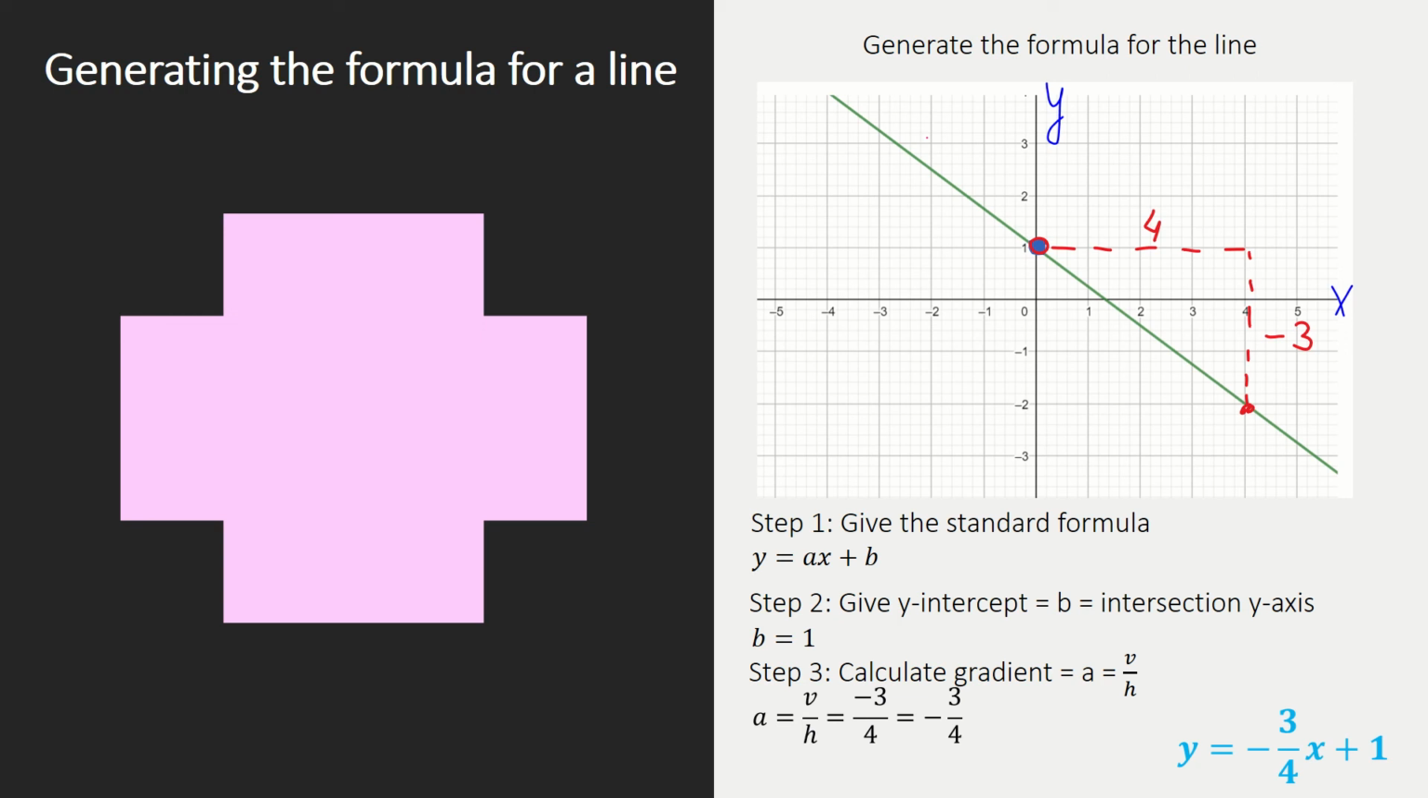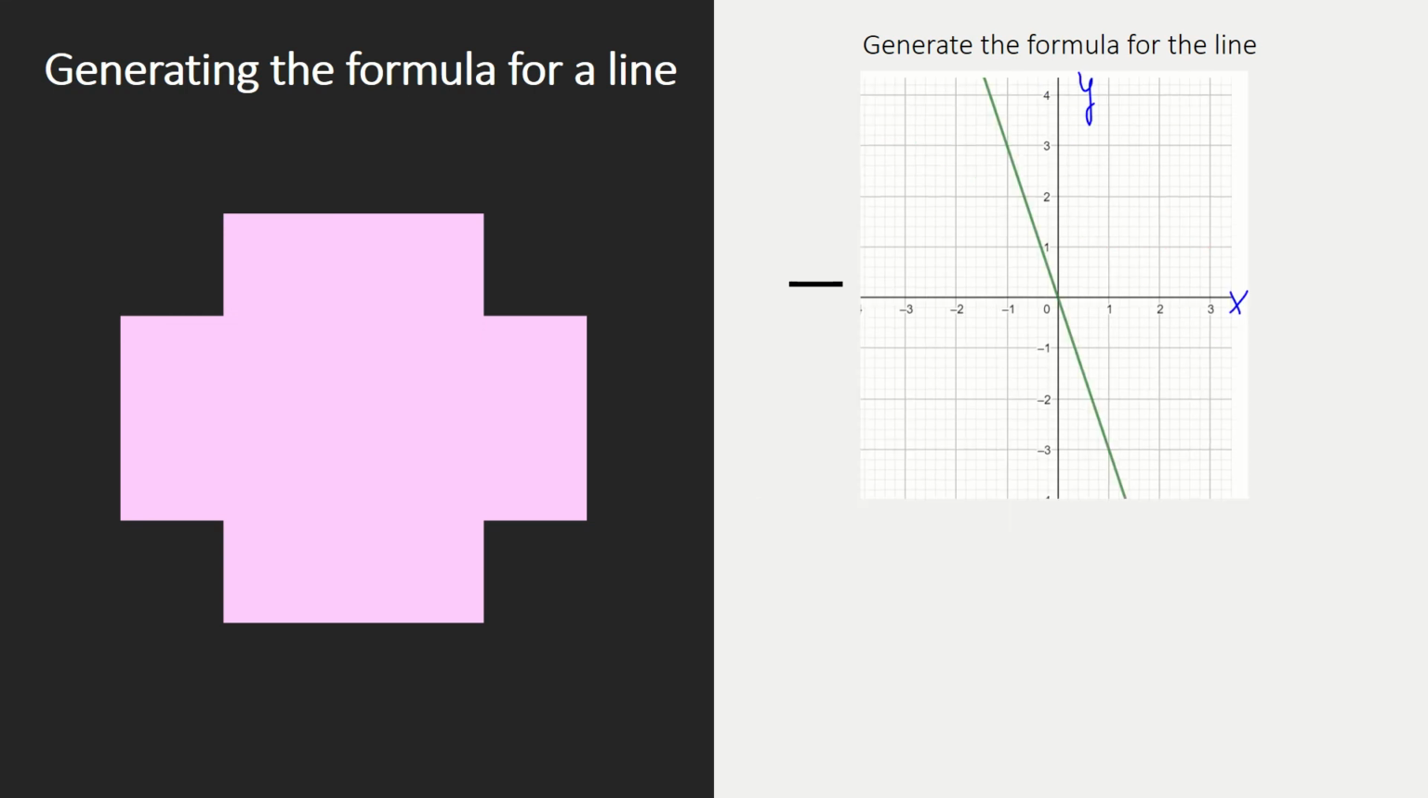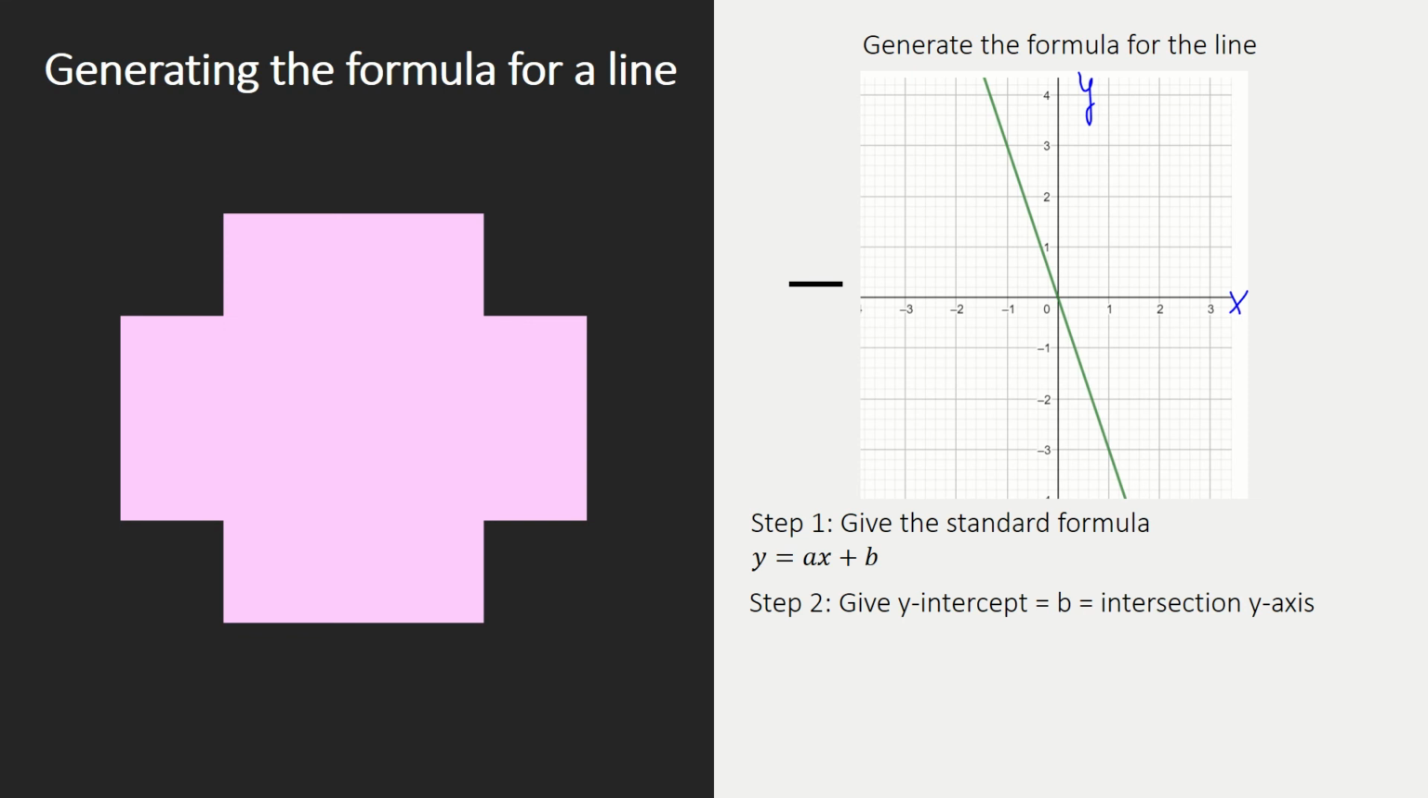Right. Last example, please try this one yourself first. So pause the video, try to do this alone, and afterwards check if you did it correctly or not. Again, step 1 is to give the standard formula. So y equals ax plus b. Our second step is to give the y-intercept, which is the b in our standard formula and is the intersection point with the y-axis. Over here, it intersects at y is equal to 0. So b equals 0.